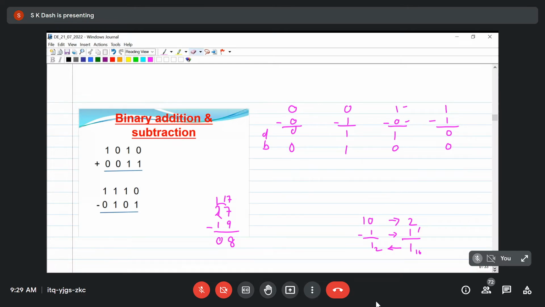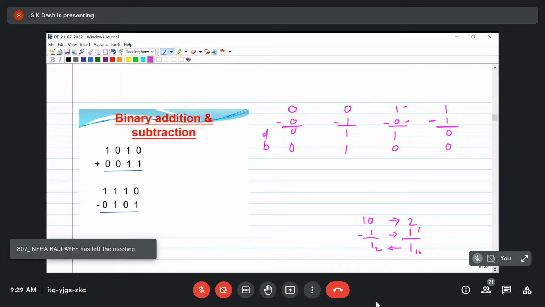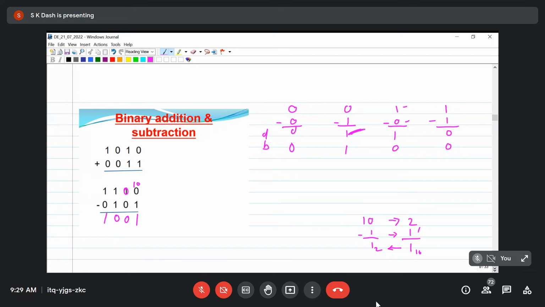Now let us try to solve this example. 0 minus 1. Now 0 is smaller, 1 is larger. So you will take a borrow from this place to this place. So this will become 1 0. How much will remain here? This will become 0. That means when you take a borrow from this to this place, this becomes 1 0. So 1 0 minus 1, the difference is equal to 1. Next, 0 minus 0 is 0. 1 minus 1 is 0. 1 minus 0 is 1.